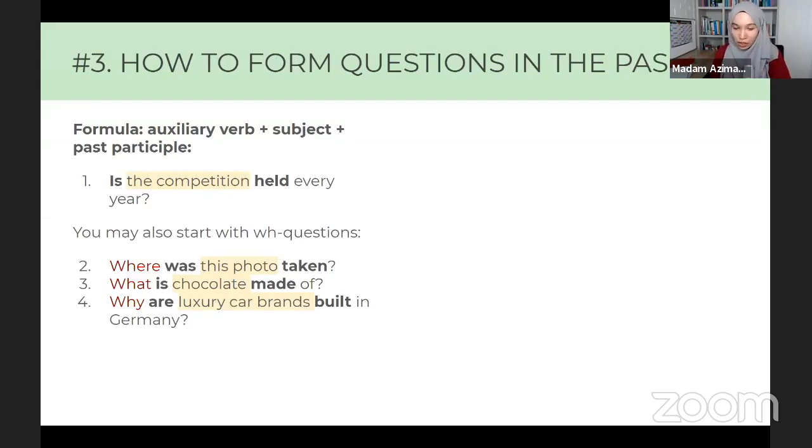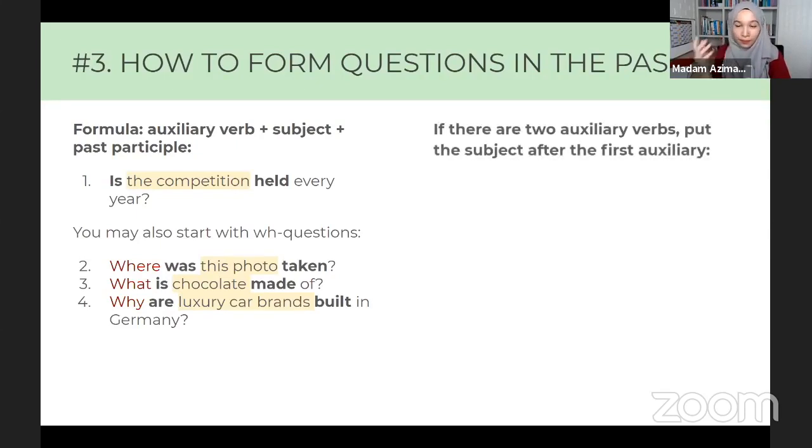Okay. So I don't want to go too deep into this one, but I will still cover it. If there are two auxiliary verbs, again, if there are two auxiliary verbs, you put the subject after the first auxiliary. So auxiliary 1, auxiliary 2: has the toilet been cleaned yet? Not has been the toilet cleaned. You have to break has been with the subject.